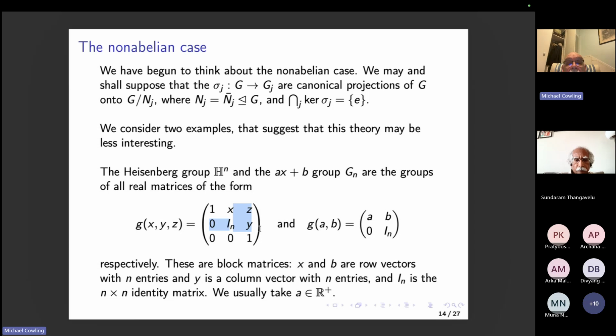Anyway, these are the elements of the Heisenberg group and of the so-called Ax plus B group. And A really has to be different to 0 because we want to look at invertible matrices. So A has to be different from 0, but it's standard to take A to be positive.